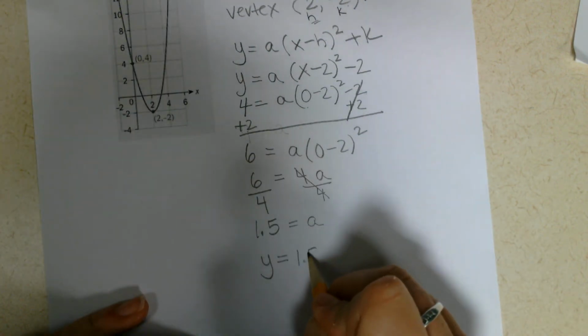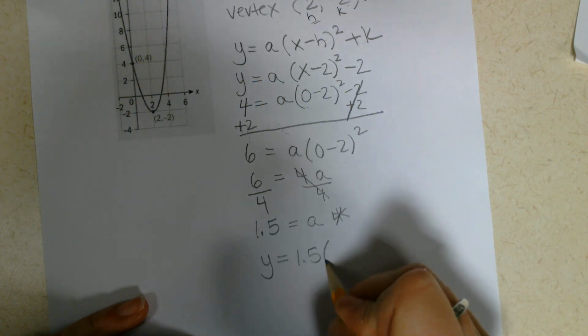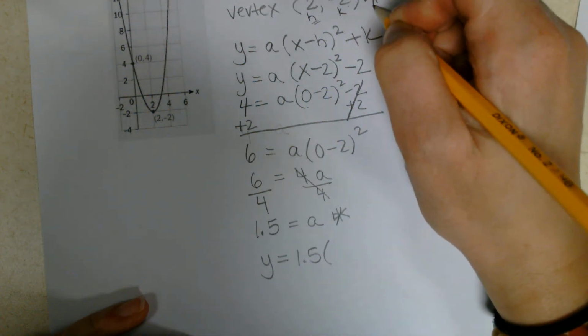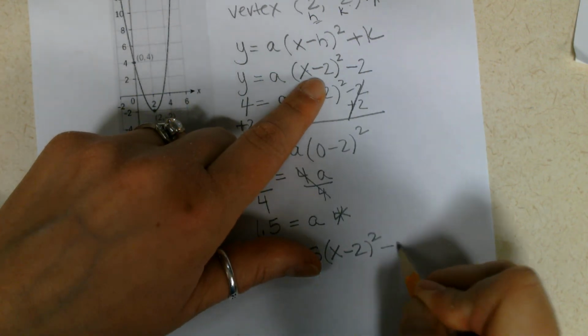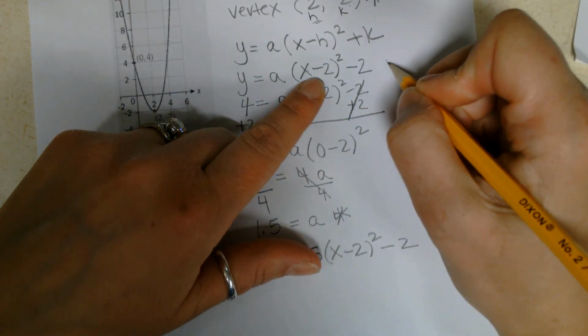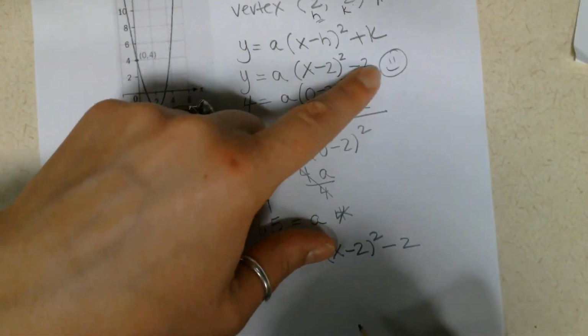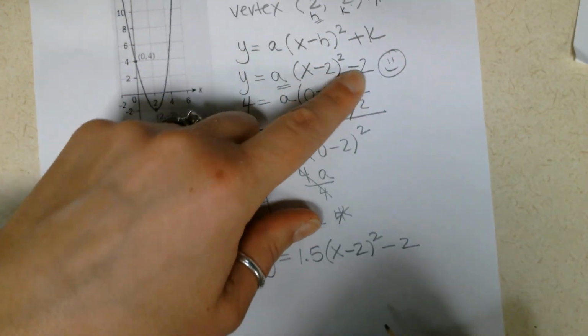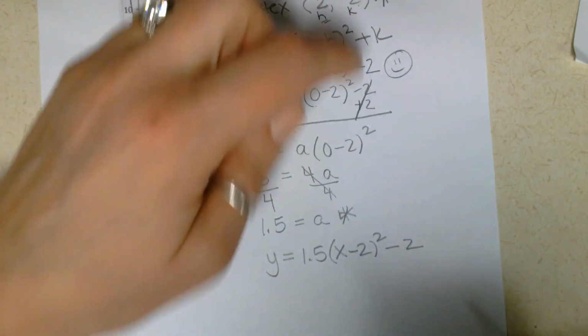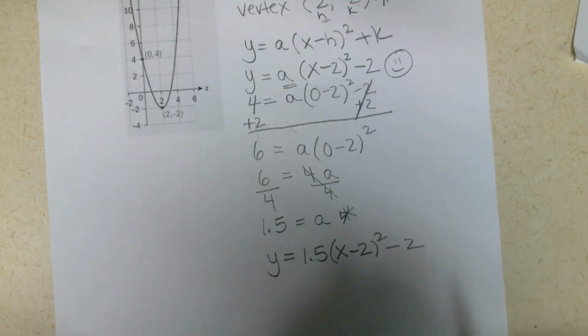Y equals 1.5, we need that a, times, and then we're going to need the vertex, x minus 2 squared minus 2. I like to go back to this one right here because all I'm doing is just substituting my a in, and just rewriting down what's here. But those are the two things that you have to use to write this equation.